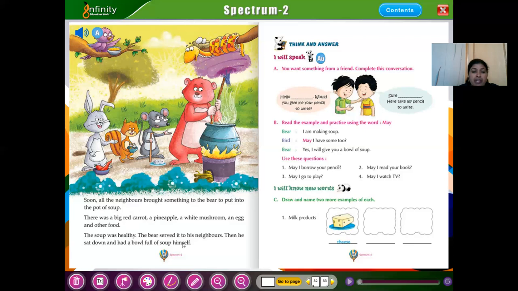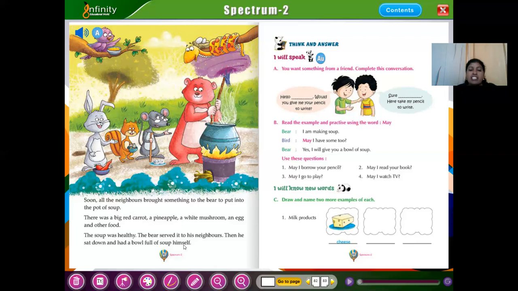The bear served it to his neighbors. After cooking, the bear distributed and served it to all his neighbors. Then he sat down and had a bowl full of soup himself. After serving all his neighbors, the bear also sat down and had a bowl full of soup himself. Again, I will sum up the story, children.